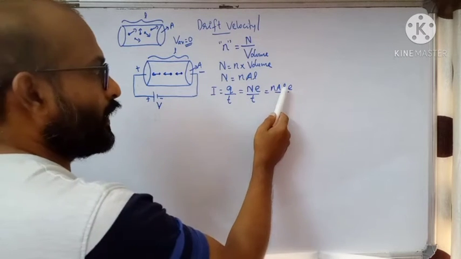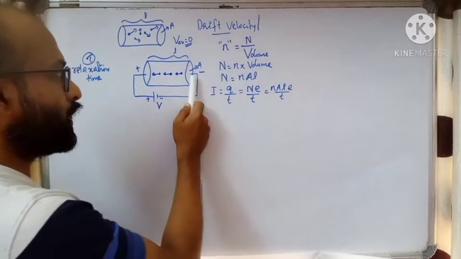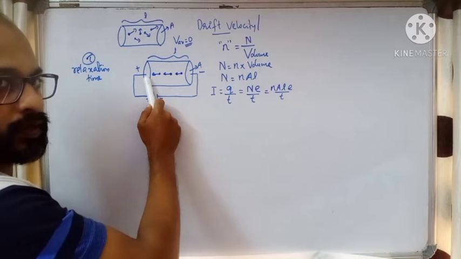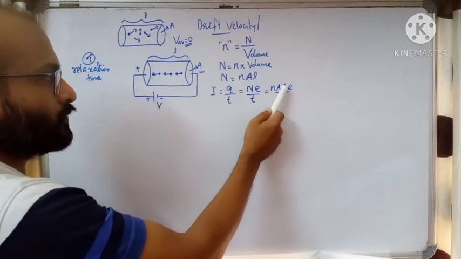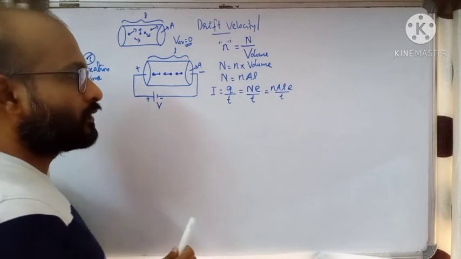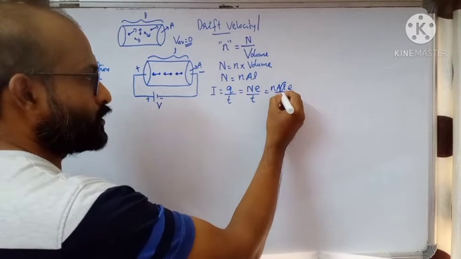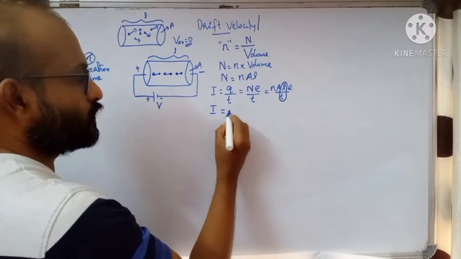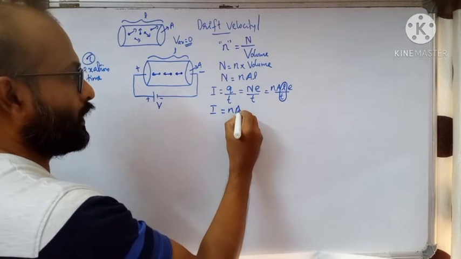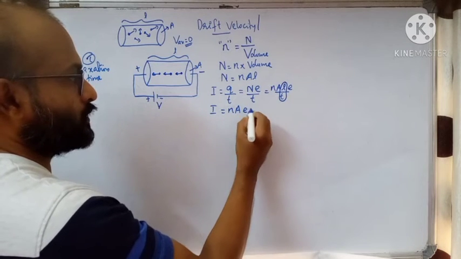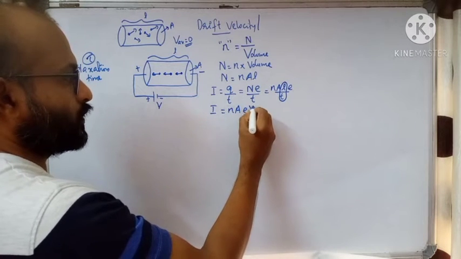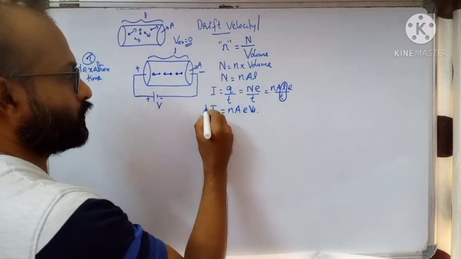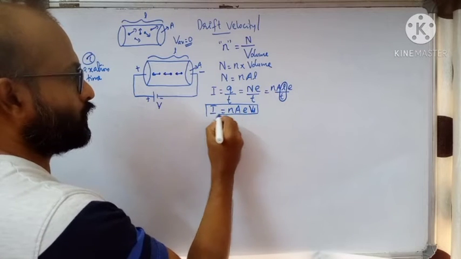Now here we have length. L is the length, the average distance from here to here, the total distance. Total distance divided by the total time taken, L by t, will be equal to velocity. We can say that this velocity is the drift velocity. So I is equal to nAe into the drift velocity. This is our first equation for drift velocity in terms of current.